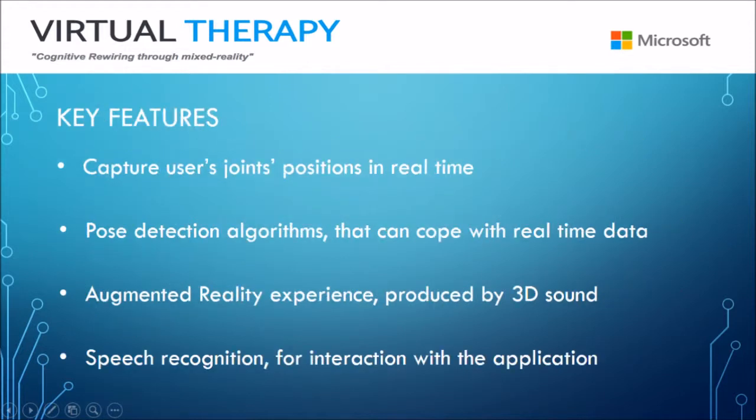The key features are that we had to capture the user's joint positions in real time and reconstruct the skeleton on the computer. Additionally, several pose detection algorithms had to be created to analyse the user's skeleton. These algorithms also had to be capable of processing data in real time. We also had to create a response in the form of 3D sound representing feedback on the user's pose. A voice command menu was also required. This was to allow blind people to interact with the application.